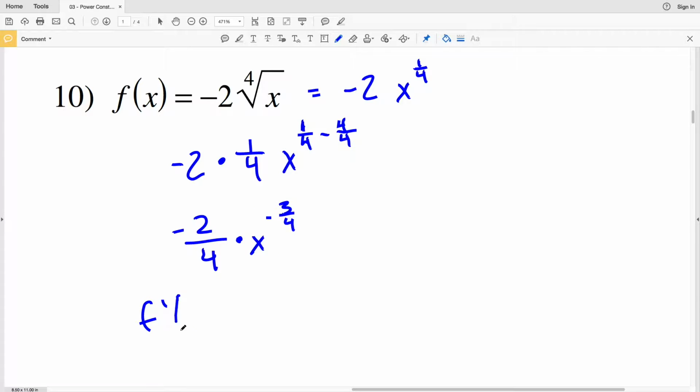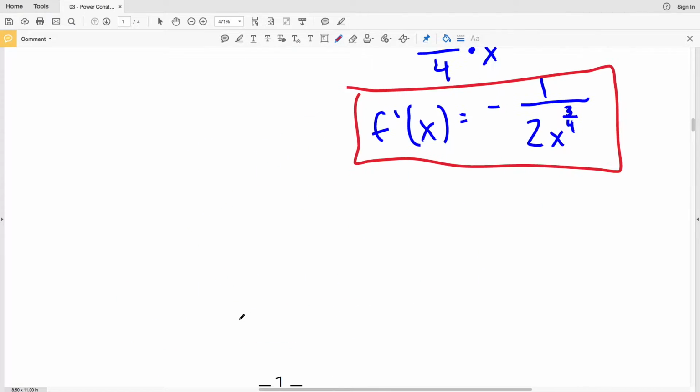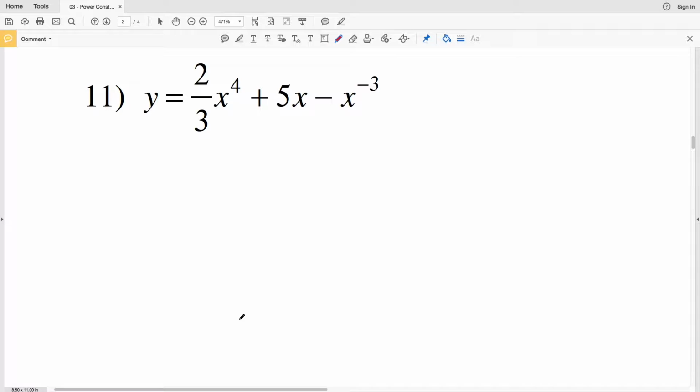So the derivative of f of x is going to equal negative 1 over 2, the simplified version of negative 2/4, but that 2 in the denominator is multiplied by x to the positive 3/4. The derivative of f of x is negative 1 over 2x to the 3/4. Now onto the second page. Number 11, we're applying the power rule and the sum rule.